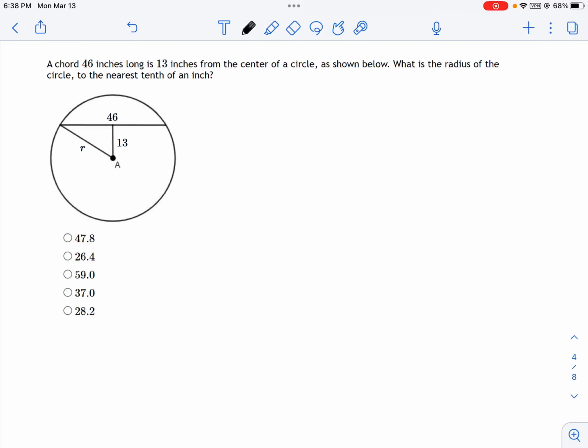Hello and welcome. So, we're told that a chord is 46 inches long and is 13 inches from the center of a circle, as shown below. What is the radius of the circle to the nearest tenth of an inch?